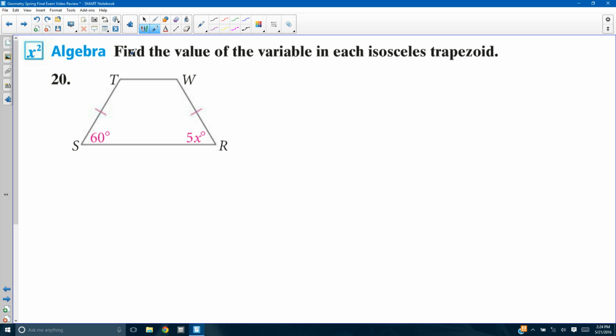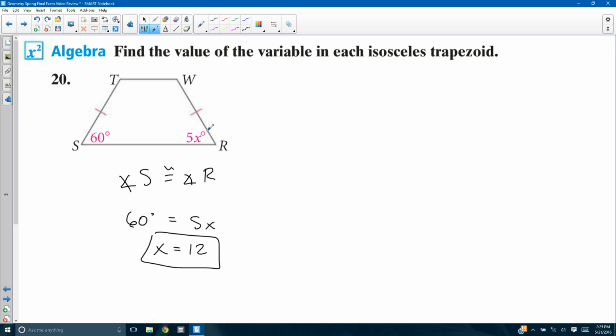Okay, the last one in Chapter 6 on quadrilaterals, find the value of the variable in each isosceles trapezoid. Here's one. They tell you it's isosceles. The legs here are congruent. Base angles here are also congruent. This is actually a very quick problem. Angle S is congruent to angle R, so the measures are equal to each other. That means 60 degrees is equal to 5x. Divide by 5, you get x equals 12.